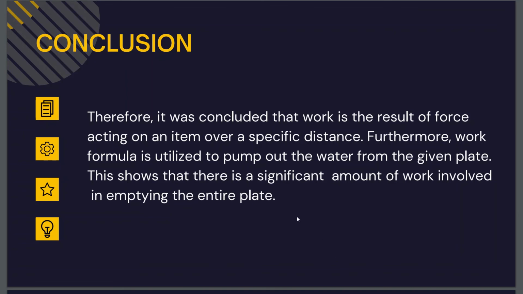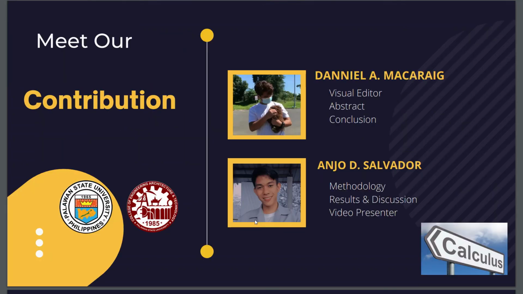So let's go to the conclusion. Therefore, it was concluded that work is the result of force acting on an item over a specific distance. Furthermore, the work formula is utilized to pump out the water from the given plate. This shows that there is a significant amount of work involved in emptying the entire plate. So that's the end of our discussion for today.